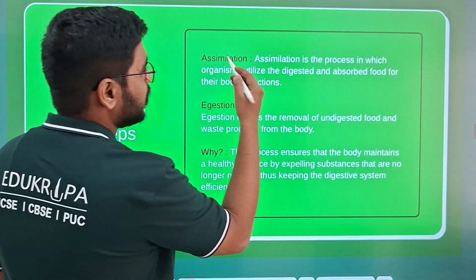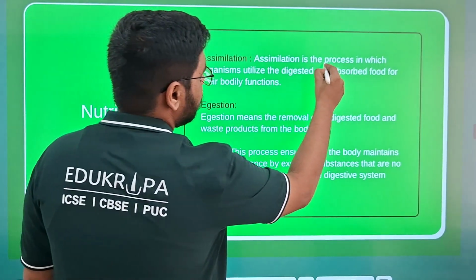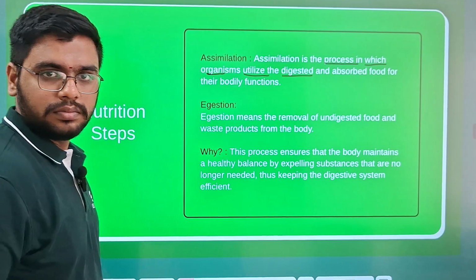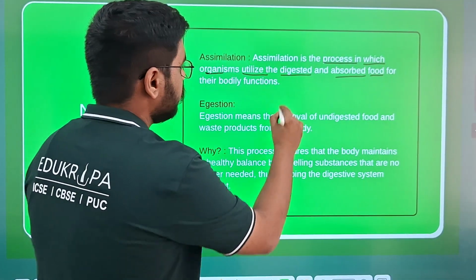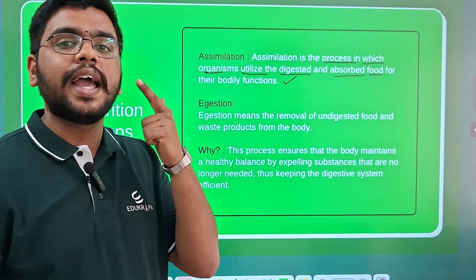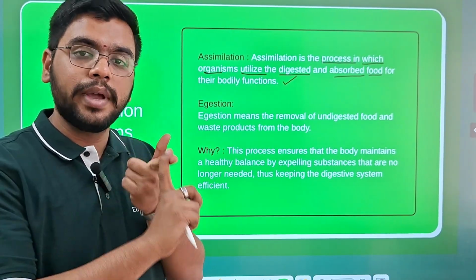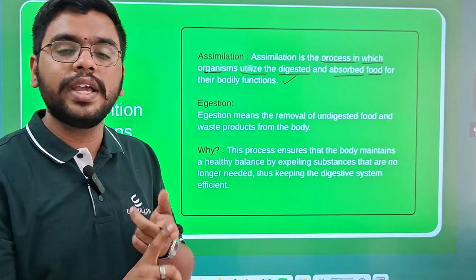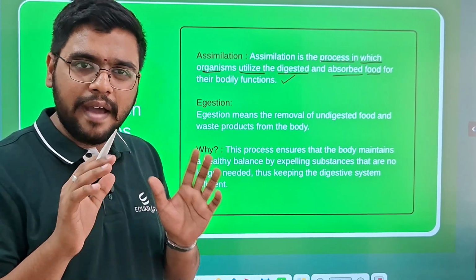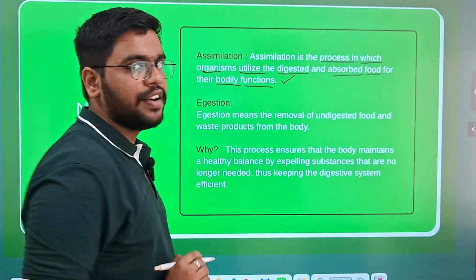Now, assimilation. What does assimilation mean? Assimilation is the process in which organisms utilize digested and absorbed food for their bodily functions. What are these bodily functions? For the growth of the body, repairing of any injury that has occurred in the body, growing of hair, growing of nails, maintaining the health of the skin, everything can be considered as bodily functions.